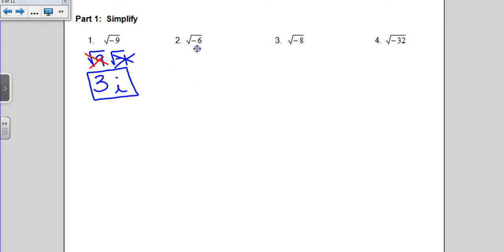So when I look at number 2, the square root of -6, well, that's the square root of -1 times the square root of 6. 6 doesn't break down at all, but that's fine. Let me back up a step. I'll put it in the other order. I like to put the i's at the end. So square root of 6 times square root of -1. Since I can't reduce that at all, you end up with the square root of 6 i.